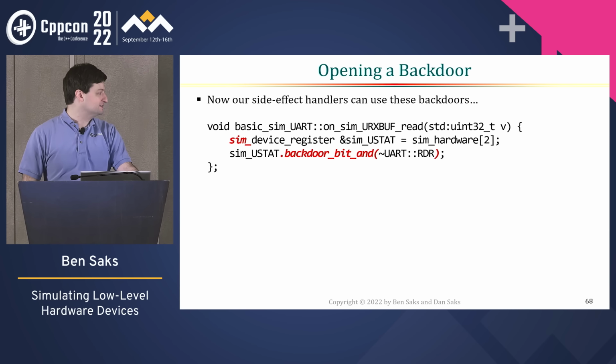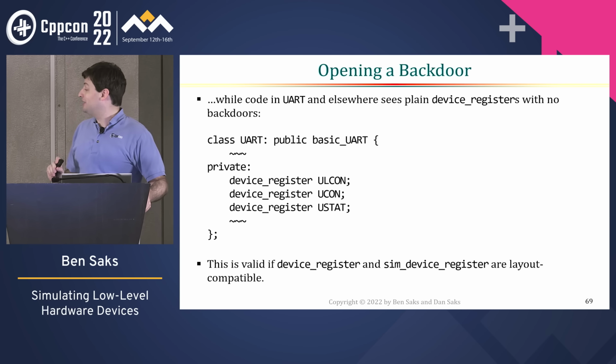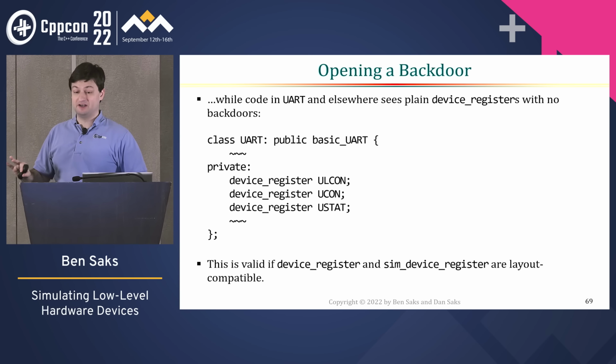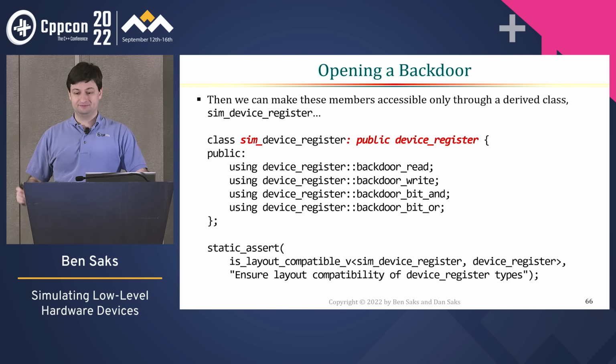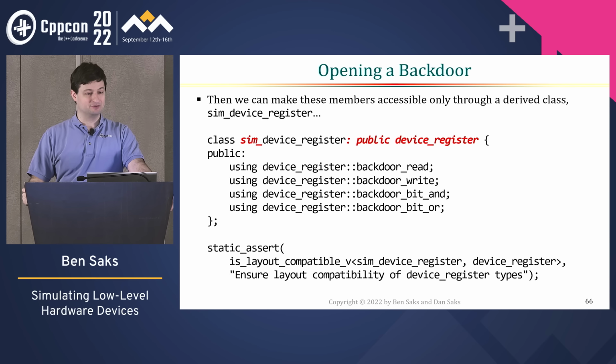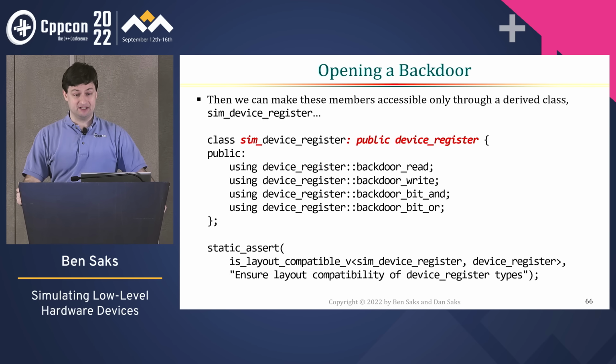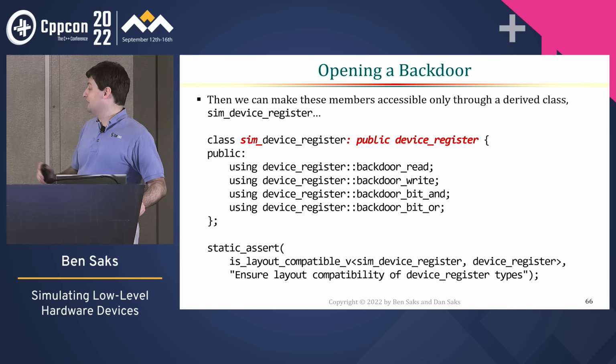But the code in the rest of the UART just sees plain device registers that don't provide any backdoors, at least no public ones. And as long as device register and sim device register are layout compatible, it should be perfectly fine. And I asserted that that was the case back here. Fortunately, there's a type trait introduced in, I believe, C++20 that can solve that problem for me.